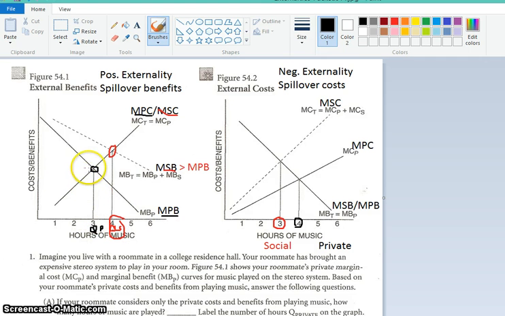And you could even think about the price here, if you thought about it in terms of dollars here. With a positive externality, we produce too little at too low of a price. We should produce more at a higher price. That didn't ask you that in the question, but it's good to know.